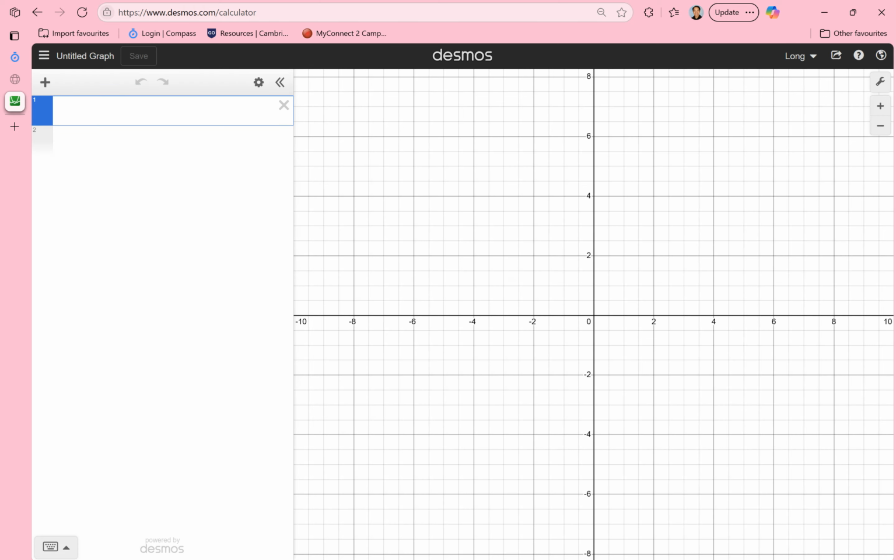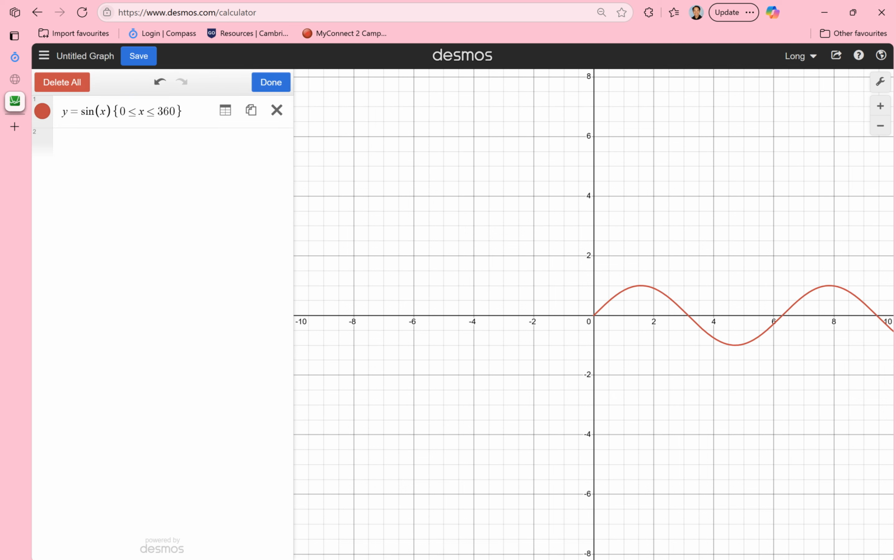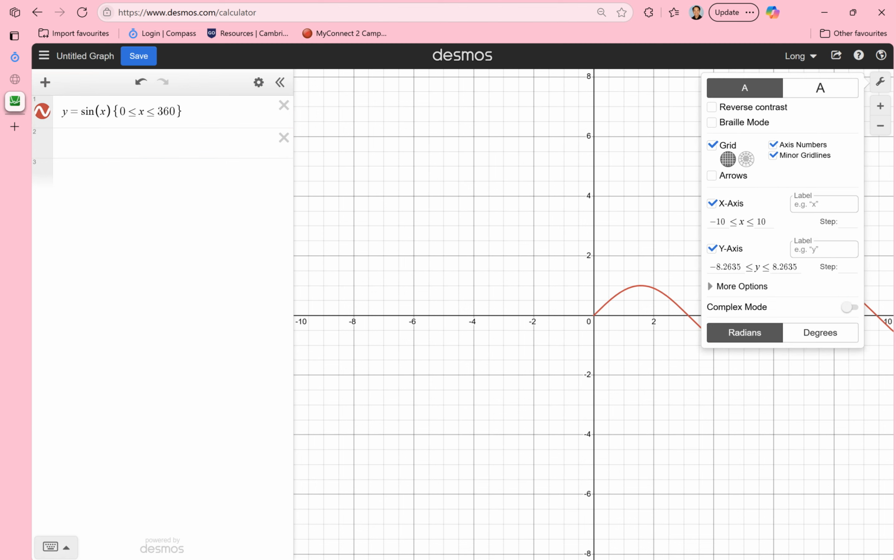Yes, I know. Here we go. So if I type in y equals sine of x, and let's say x is your angles, I'm going to change a couple of properties here. I'm going to say x is between 0 and 360. And I'm going to change the properties. I'm going to change it to step of 90.